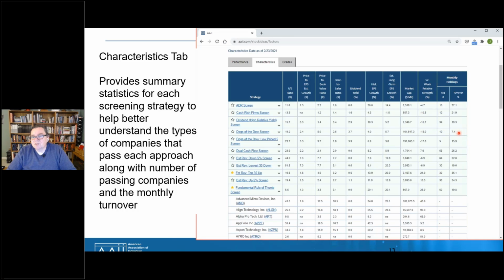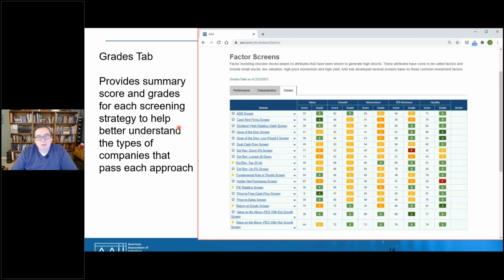Low turnover stocks, like a 7.4, means this is going to be a stable approach. If you have a longer term perspective, it might be more suited towards you. The other column or tab you'll find when looking within the Guru section is the grades. Our focus tonight is not so much on the grades; it's more of an element of valuation.